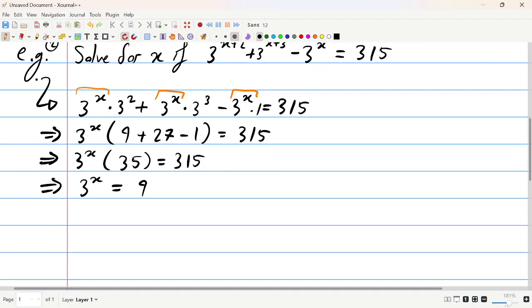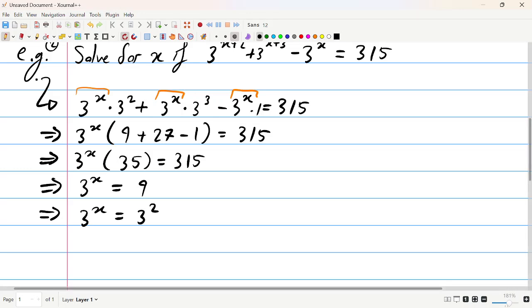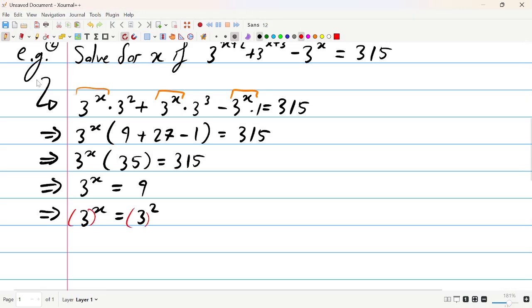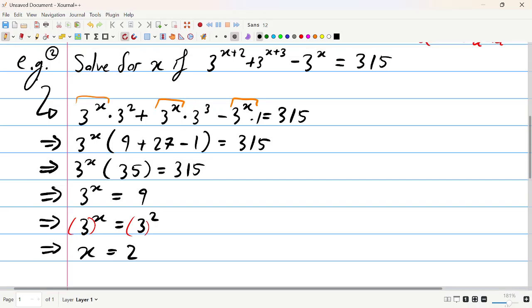And what is 9 represented as? We have 3 to the power of x is equal to 3 squared. And do we notice now that the bases are the same? Meaning we can drop these bases away, and now we can only work with the exponents. And in this case, x is equal to 2. And that is our answer. So if we plug in x equals 2 into the original equation, notice that we are going to get the answer of 315. Okay, we'll do one more example and we can call it a day for this lesson.